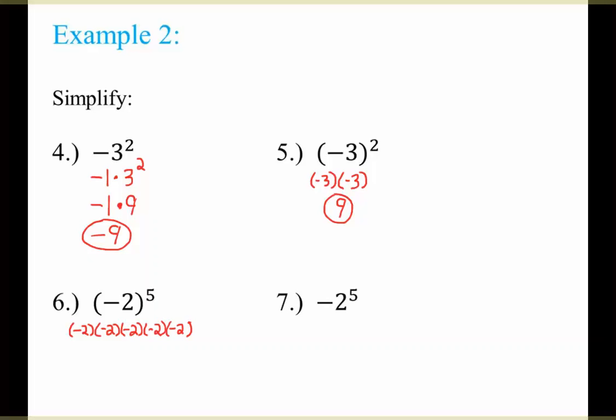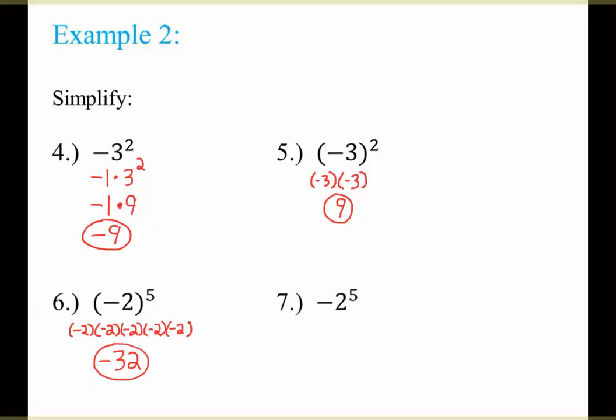The only question is, are we dealing with a positive 32 or a negative 32? Well, we have 5 negative signs. That's an odd number of negatives. So this guy is going to be negative 32. All right, what did you get on number 7? Did you get positive 32 or negative 32?